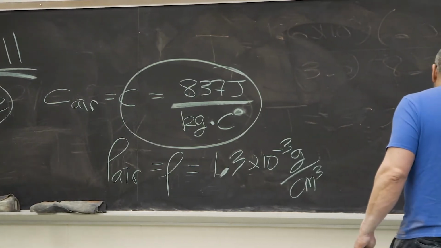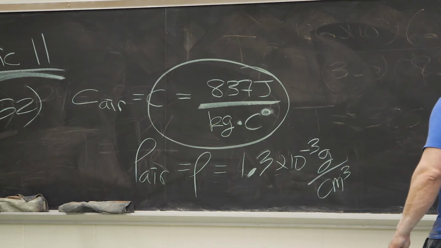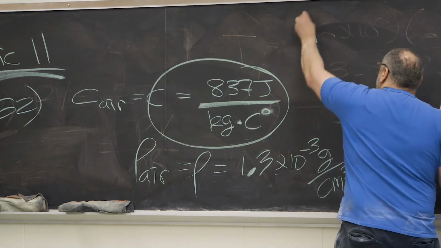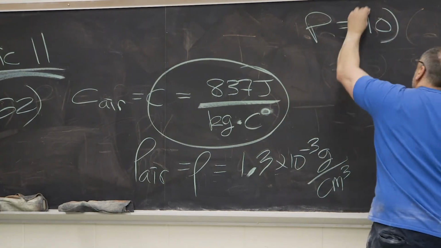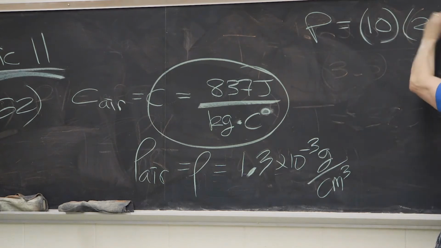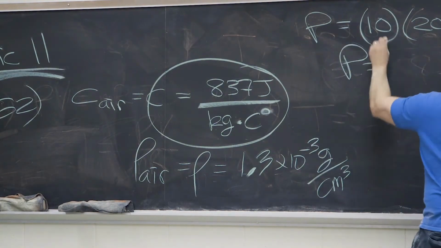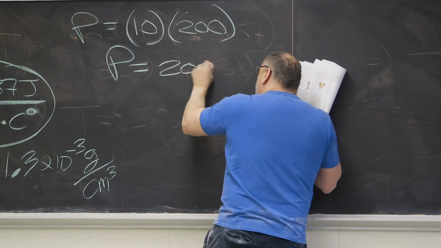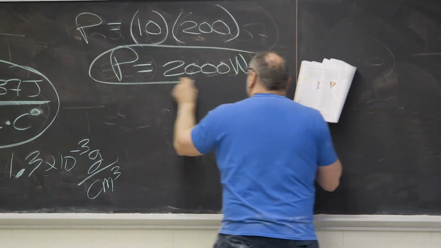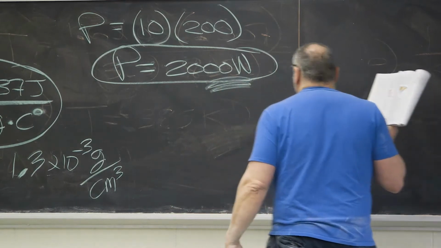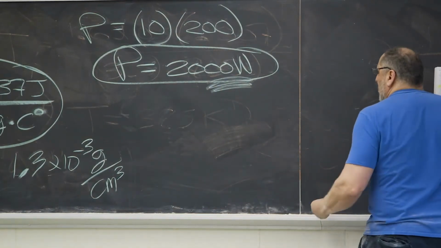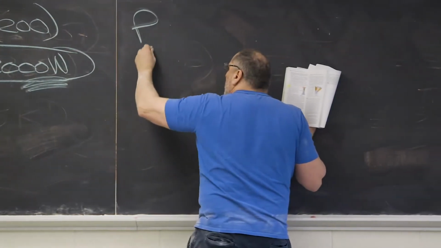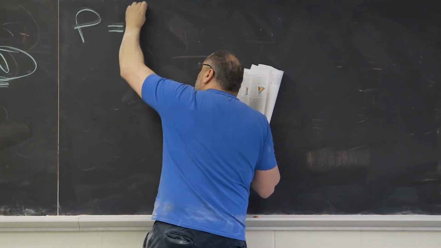A class of 10 students taking an exam has a power output per student of about 200 watts. So the total power is 10 students, each one with a power output of 200 watts, that's 2,000 watts. Well, if that's the power output, the total amount of energy per unit time is the power output.